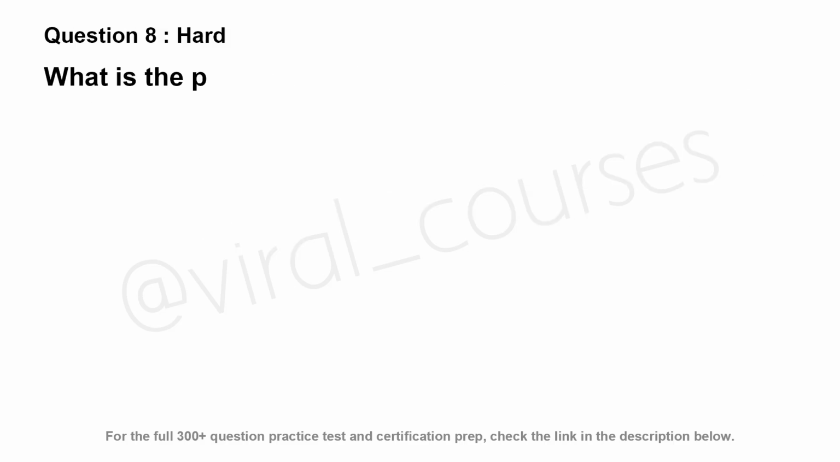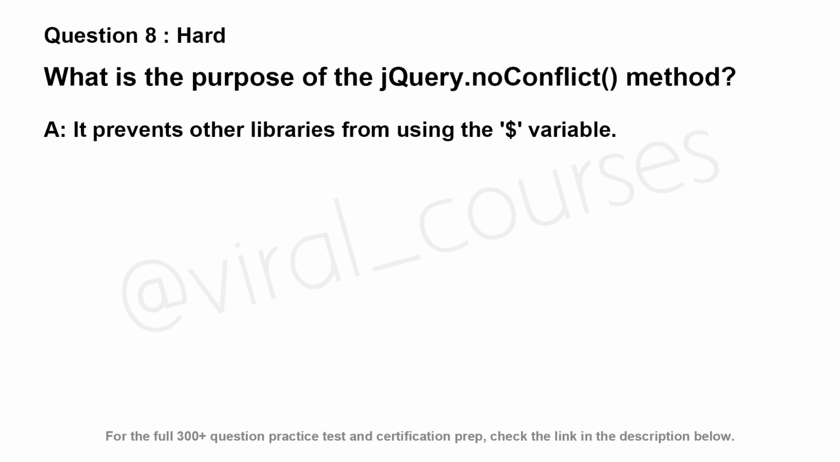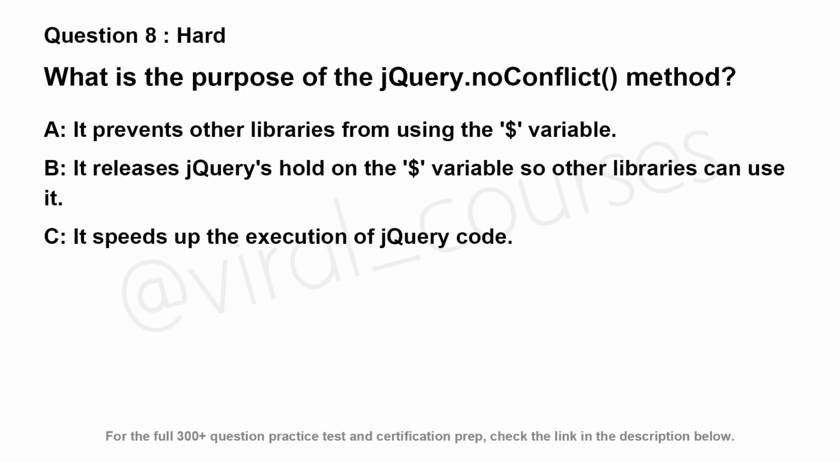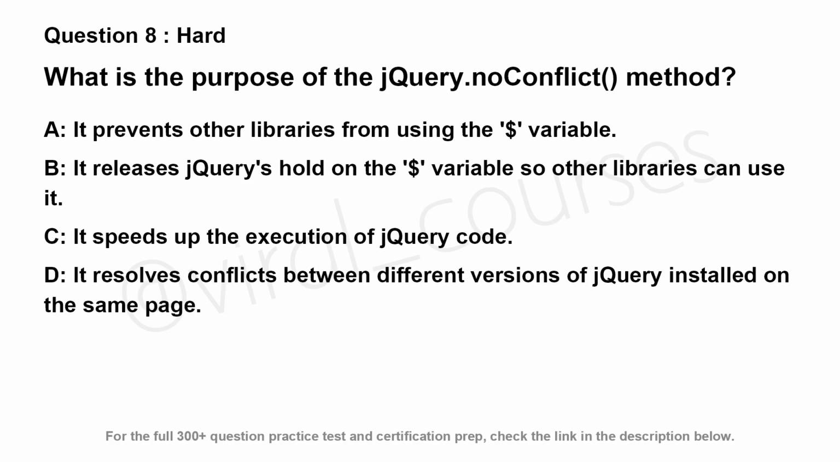What is the purpose of the jQuery no conflict method? Option A, it prevents other libraries from using the $ variable. Option B, it releases jQuery's hold on the $ variable so other libraries can use it. Option C, it speeds up the execution of jQuery code. Option D, it resolves conflicts between different versions of jQuery installed on the same page.